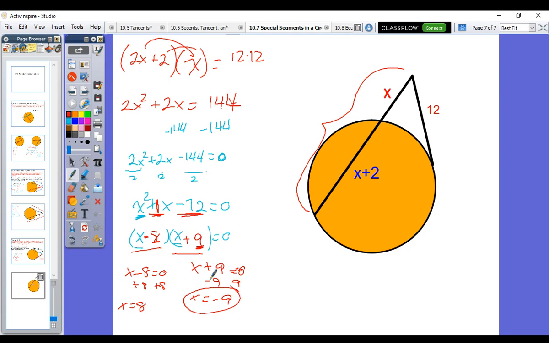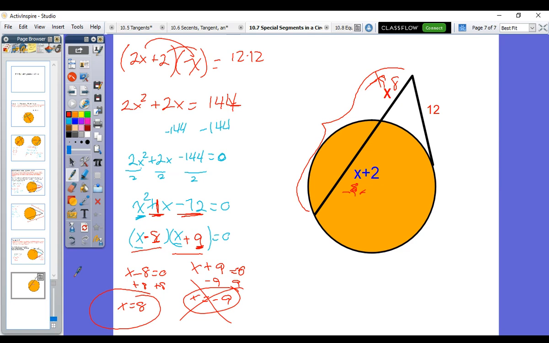In geometry, you can't have a negative answer. You can't have negative 9 and negative 9 plus 2. That answer for this whole thing will be negative, what is that, negative 16? You can't have a negative 16 distance. So our answer would be the positive answer, x equals 8. So 8 plus 2 is 10.